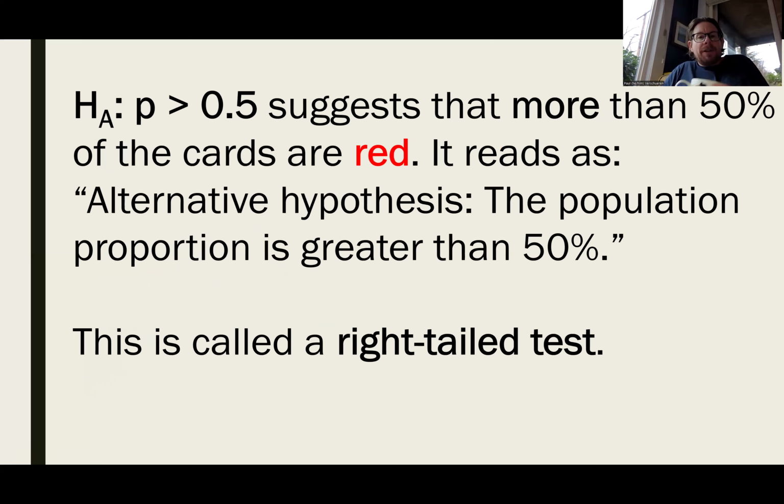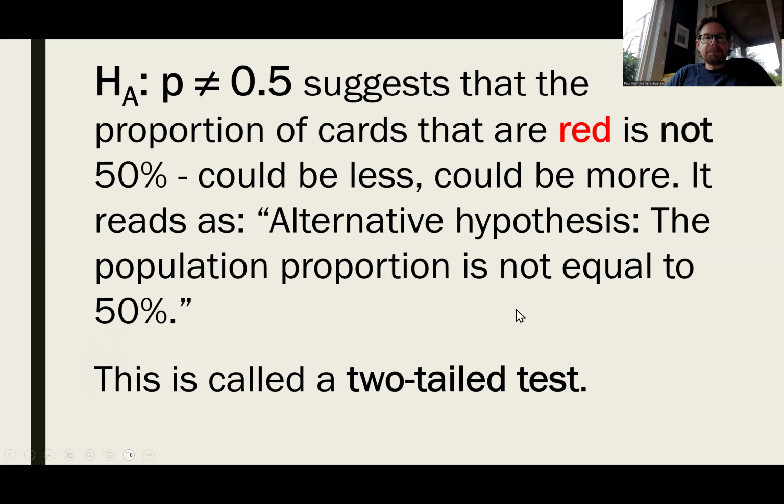And P is greater than 0.5 would suggest that more than 50% of the cards are red, and that would be a right-tailed test. And then not equal to 0.5 would be called a two-tailed test, because you're not really sure whether the deck is heavy on the red side or light on the red side. You just think it's not 50% red, and that would be a two-tailed test.